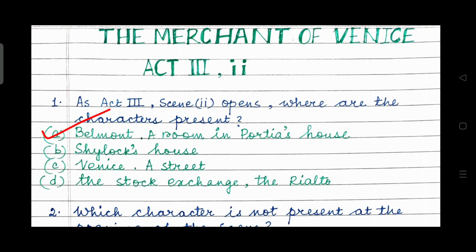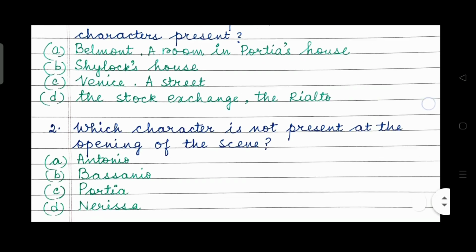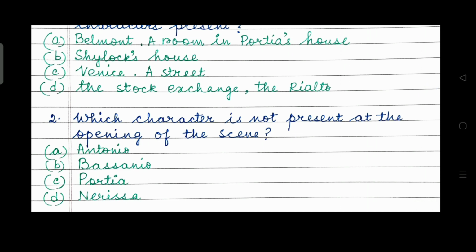In the previous video, I had told you to learn the setting of each and every scene. So, this is very important and you must learn the setting of each and every scene. It's time for question number 2. Which character is not present at the opening of the scene? Not present. Mark this. Not present. Antonio, Bassanio, Portia or Nerissa. The right answer is Antonio.